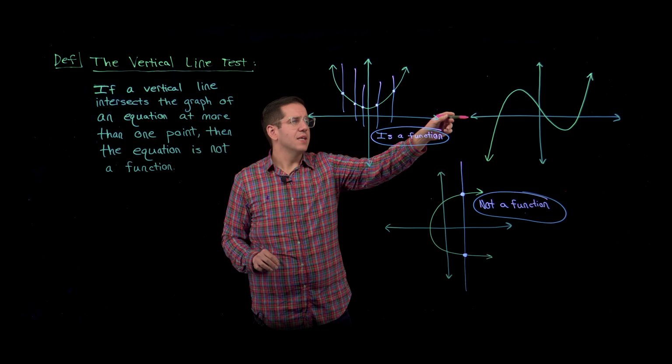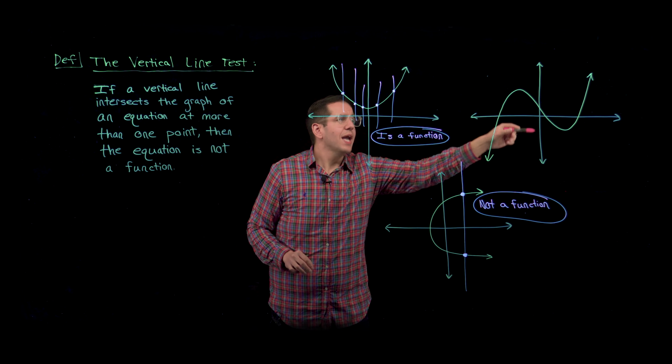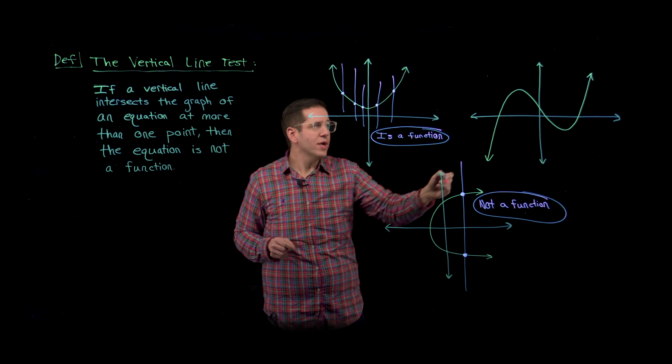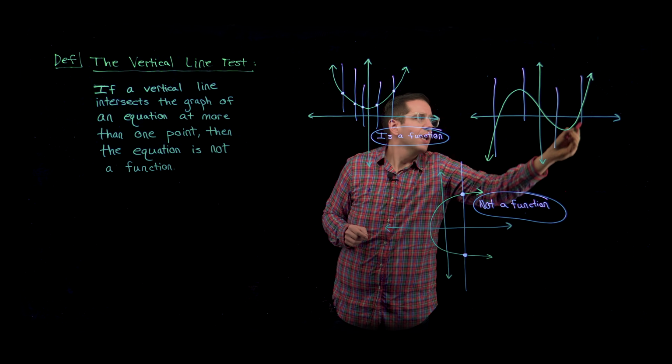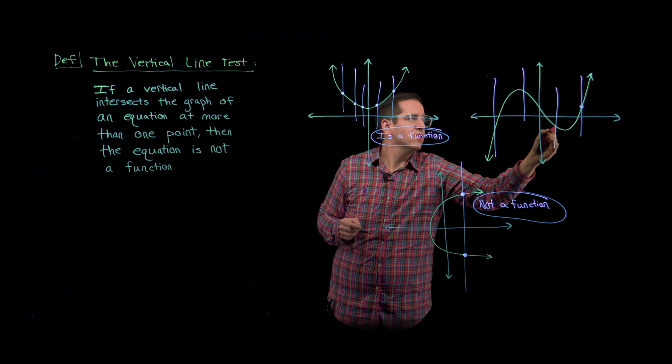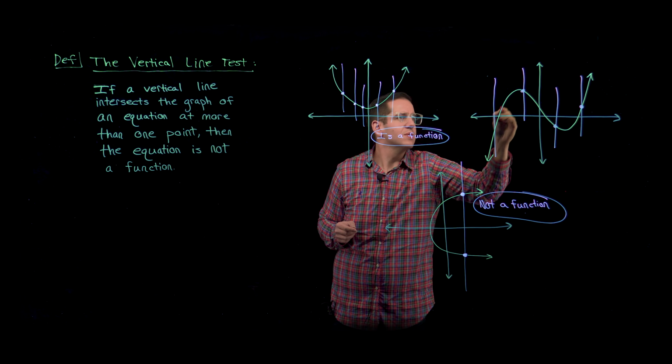In the last case, there's a lot going on with this graph, but no matter which vertical line you pick, it will only ever intersect the graph at 1 point.